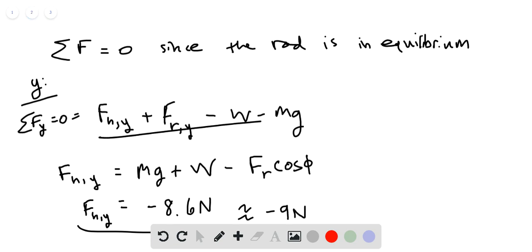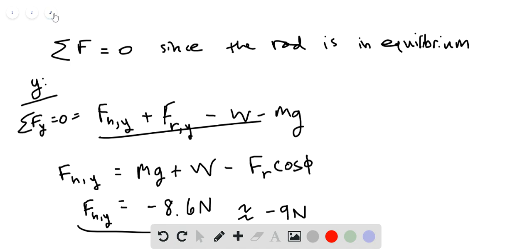You just move everything over that you need, and keep one thing on one side. If you're looking for FHY, then move everything else to the other side, and so on for any other variables. You just do some algebra, and you should find that this is negative 9 newtons, the y component of the force exerted on the rod by the hinge.